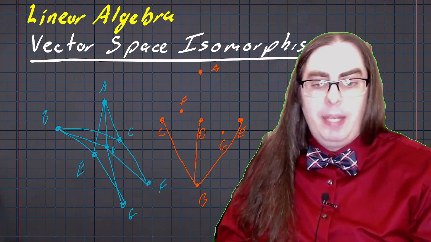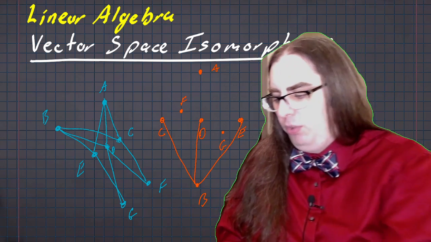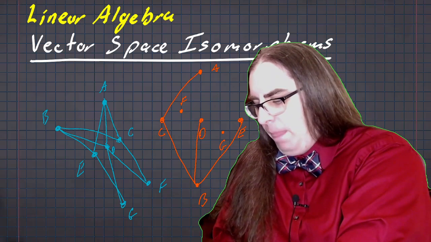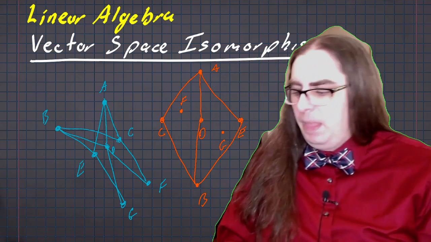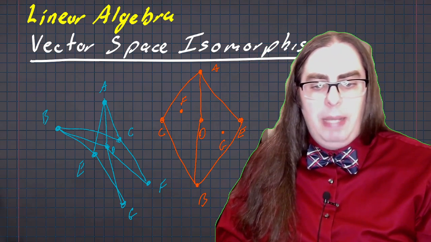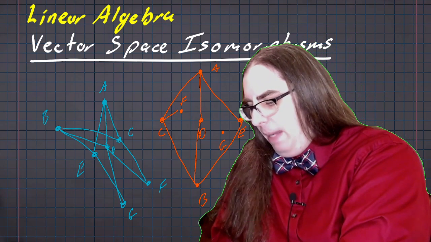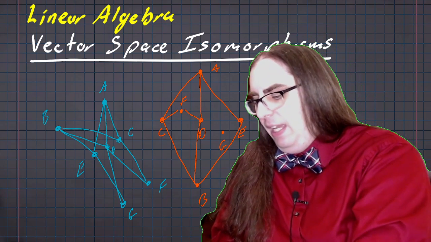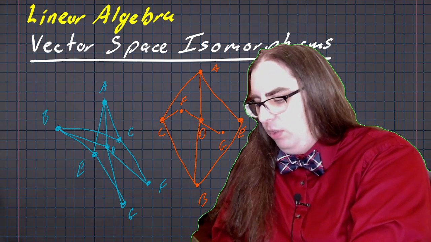I'm sorry, I drew that backwards. I said A, I drew it for B. But it's also true that B maps to C, D, and E. So we've got A and B, which both map to C, D, and E. None of C, D, or E map to each other, but C and D both map to F, and D and E both map to G.